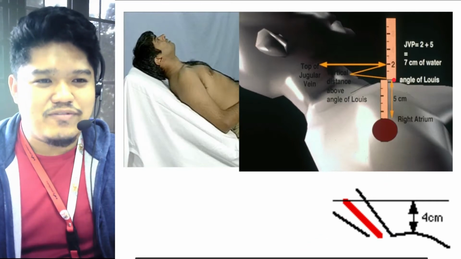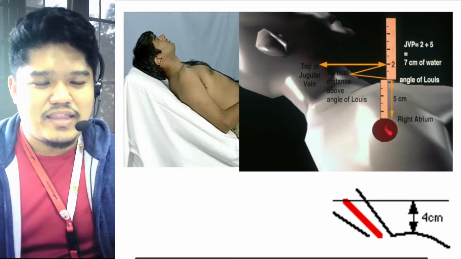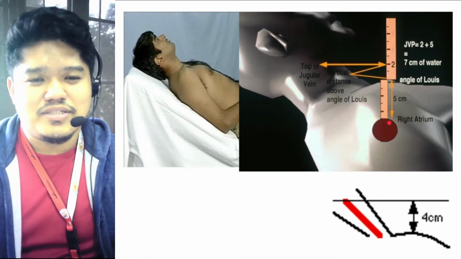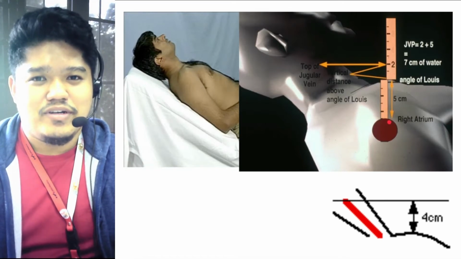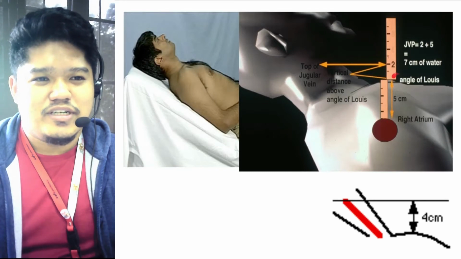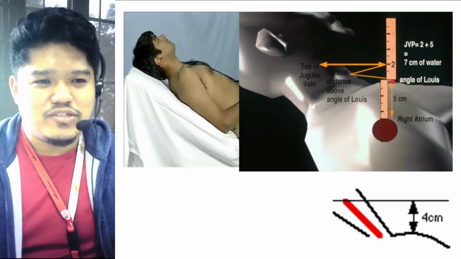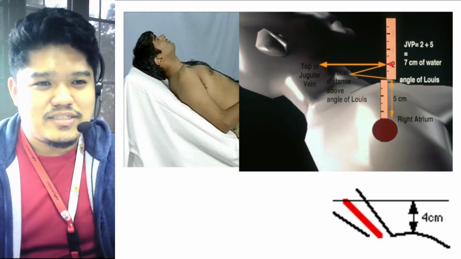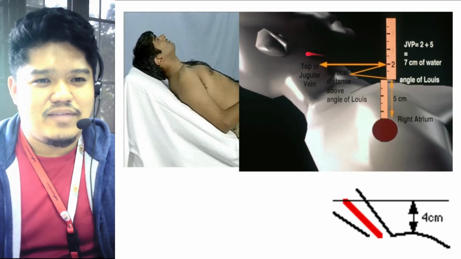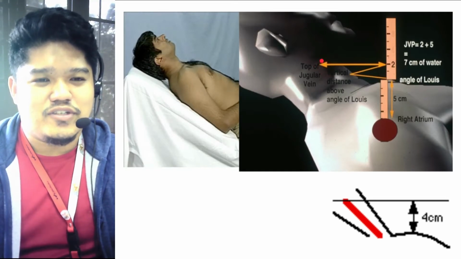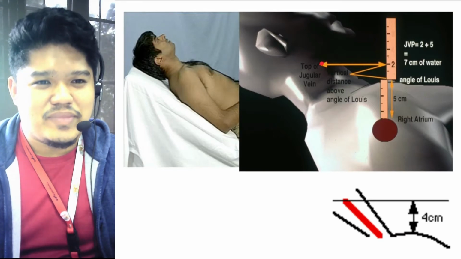So from the angle of Louis, it measures from the right atrium a constant of 5 centimeter water. So from the angle of Louis, we measure up to where the jugular vein appears to be filled. Okay, so we take note of the highest portion of the jugular vein which is filled, and we measure it.